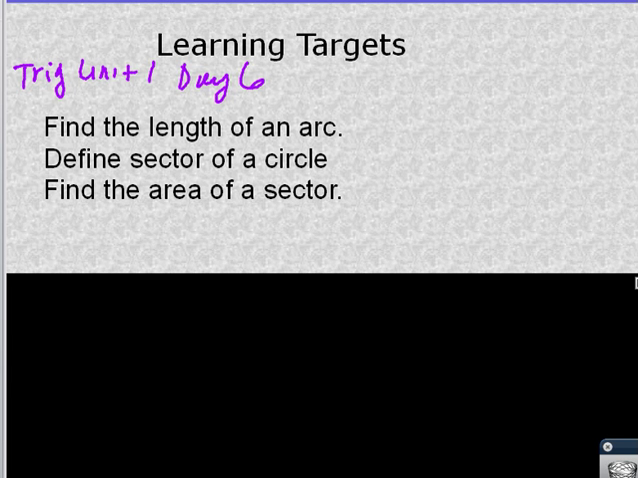Today we're going to wrap up Trig Unit 1. It's day 6, and we're going to do a few things. We're going to find the length of an arc. We're going to define sector of a circle and find area of a sector.